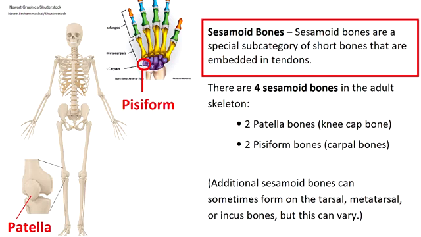There are four sesamoid bones in the adult skeleton. You're going to have two patella bones, which is your kneecap bone, and you're also going to have two pisiform bones, which are the carpal bones. And sometimes sesamoid bones can form on the tarsal or metatarsal or even the incus bone in the ear, but this can vary from person to person.